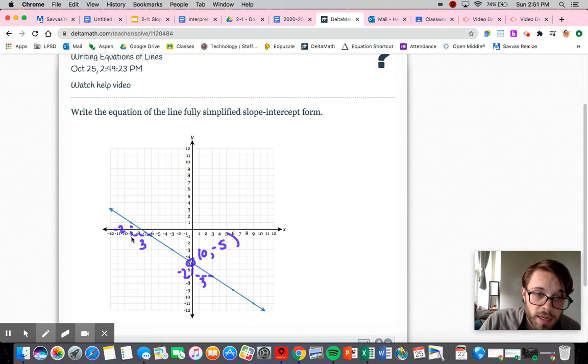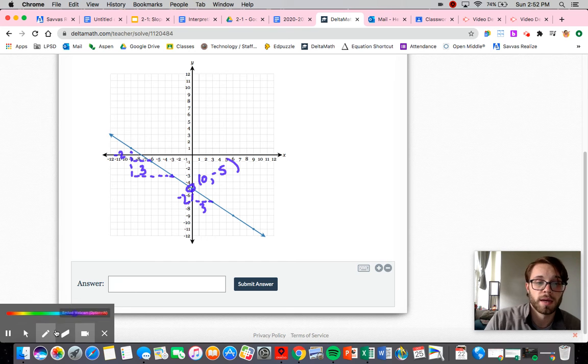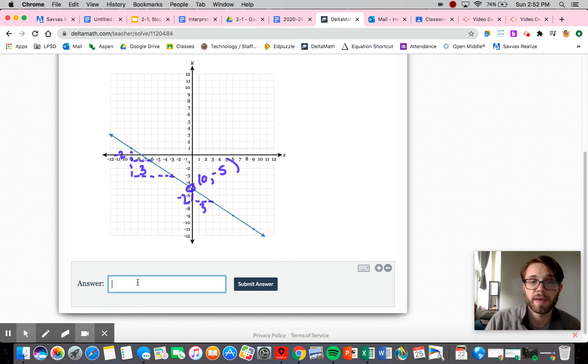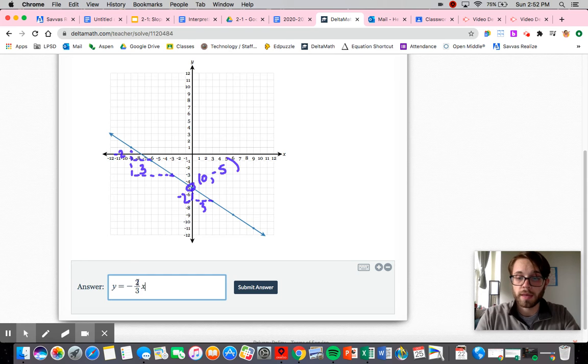For example, if I had gone here and then I went to that point, it would have been 1, 2, 3, 4, 1, 2, 3, 4, 5, 6. So it would have been -4 over 6, which would have simplified to -2/3. So ultimately, the equation of my line is going to be, because we have the y-intercept of -5 and I have my slope of -2/3, y equals -2/3 x minus 5.